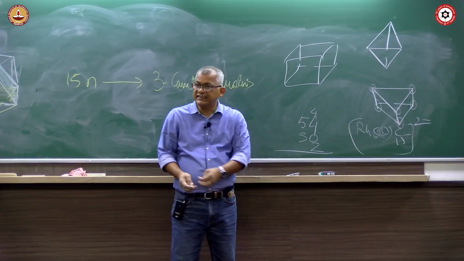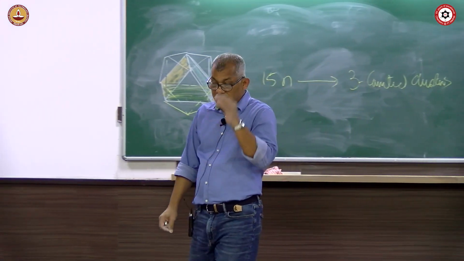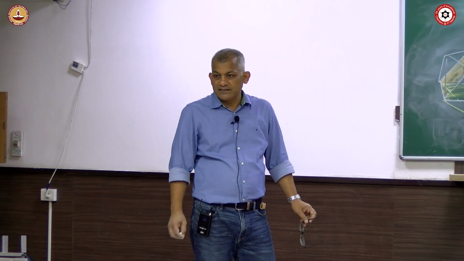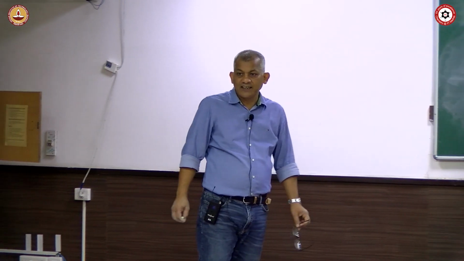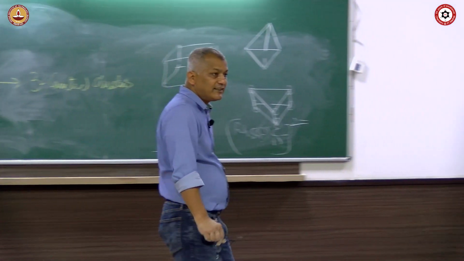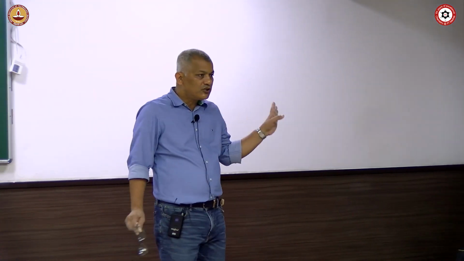4 plus 90. What is n, Sandhya? Rhodium 6, so 6. Which formula fits here? 15n, 3-connected, 6 vertices. Which geometry will fit? Only one, that's trigonal prism. So if I give you a formula and ask you to predict the geometry, you have no other choice but trigonal prism.